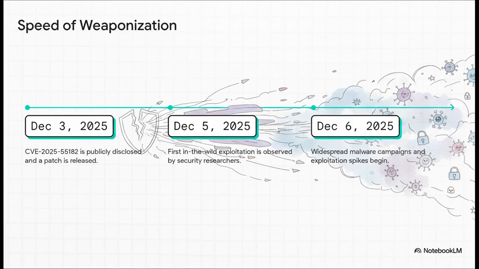The speed here is just staggering. The vulnerability was made public on December 3rd. Just 2 days later, security firms were already seeing it used in real attacks. And by December 6th, just 1 day after that, massive automated malware campaigns were hitting vulnerable servers all over the internet. It was an instant free-for-all.